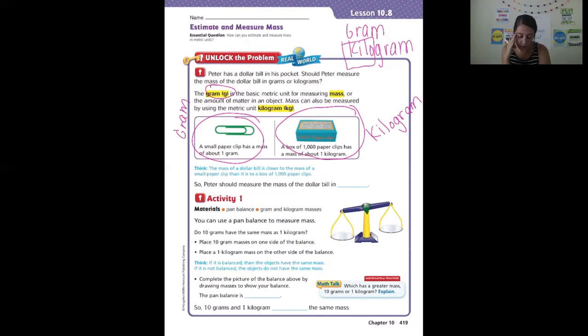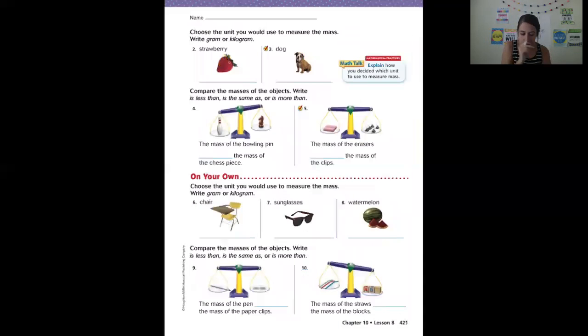Okay, so think about it. The mass of the dollar bill is closer to the mass of the small paper clip than it is to a box of 1,000 paper clips. So if we were measuring a dollar bill, what do you think we would measure it in, grams or kilograms? Think about a dollar bill in your hand. Is it pretty heavy or does it feel pretty light? Well, I'm thinking, and I know it's paper and it feels pretty light, so I think it would be a good idea to measure it in grams. Now we're not going to do the bottom. Okay, so if we were going to measure a dollar bill, we'd measure in grams. Grams is lighter.